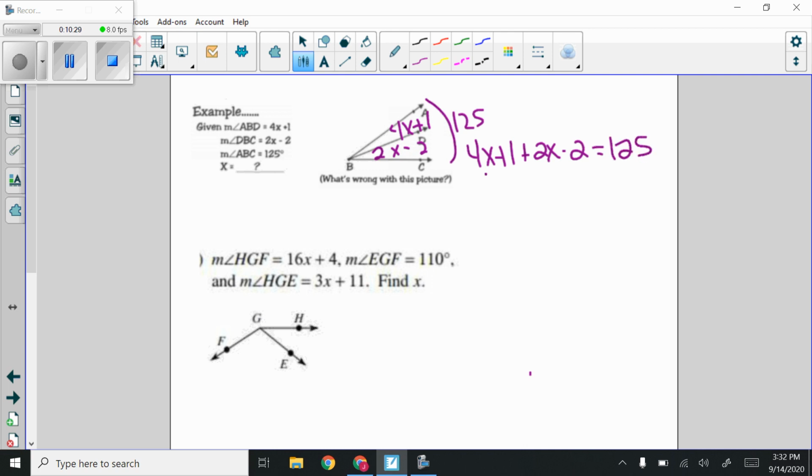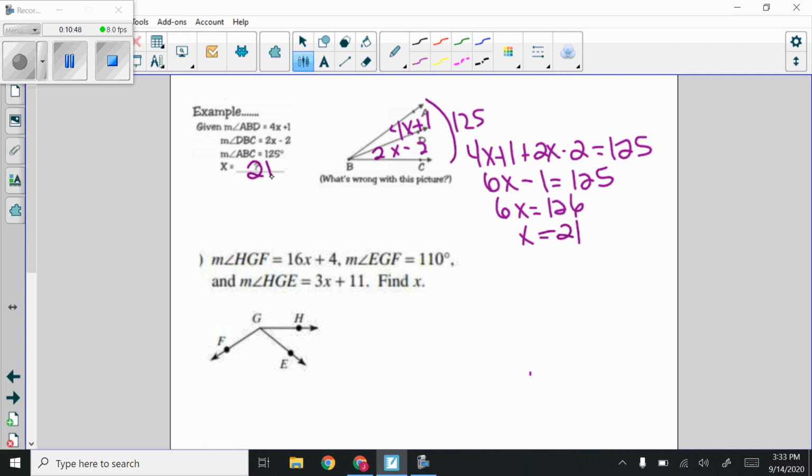Combine like terms, so I get 6x. 1 minus 2 gives me minus 1 equals 125. Add 1 over, so I get 6x equals 126. Divide by 6, x equals 21. So x equals 21, no degree sign because I did not find an angle, I just found a variable.